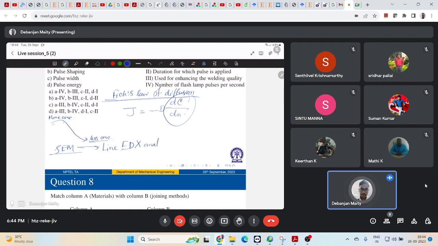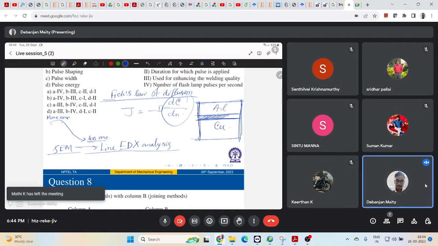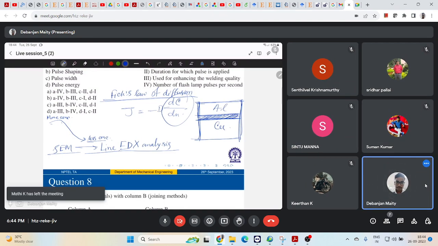So what do we do in line EDX analysis? Let's say you are diffusing two different materials, and particularly for our case, let us assume we are diffusing aluminium into copper, or copper into aluminium. When they diffuse into each other, they will form some diffusion interface. So this is my diffusion interface.